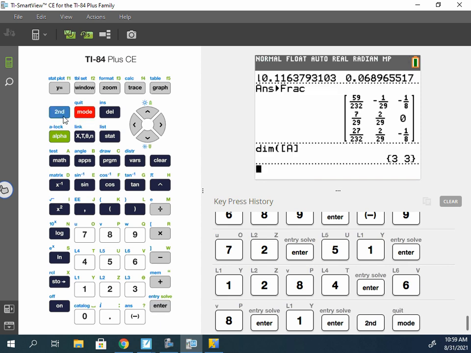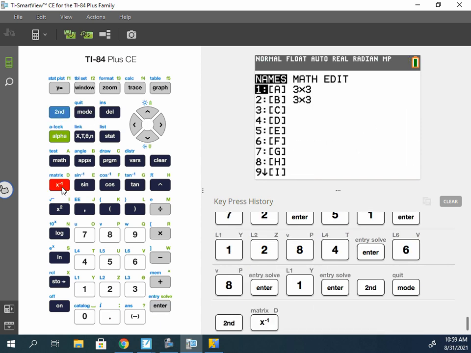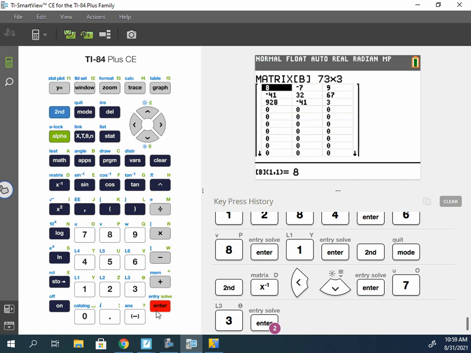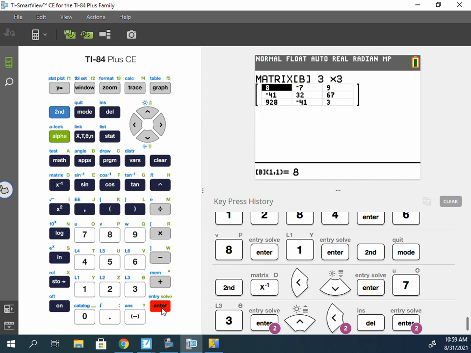Then we go second quit, second matrix, over to edit, but this time I would go down to matrix B because we have 2 different matrices, yes? So we can put the next one in. Nope. 3. That would be, it is possible. So let's leave it a 3 by 3.